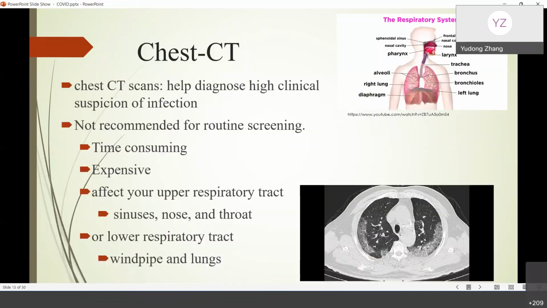So now we can say the chest CT is the best among all three chest imaging methods. The chest CT can provide better results than the X-ray and the ultrasound. And the reason is, as you can see from the top right, the virus will influence the respiratory system.